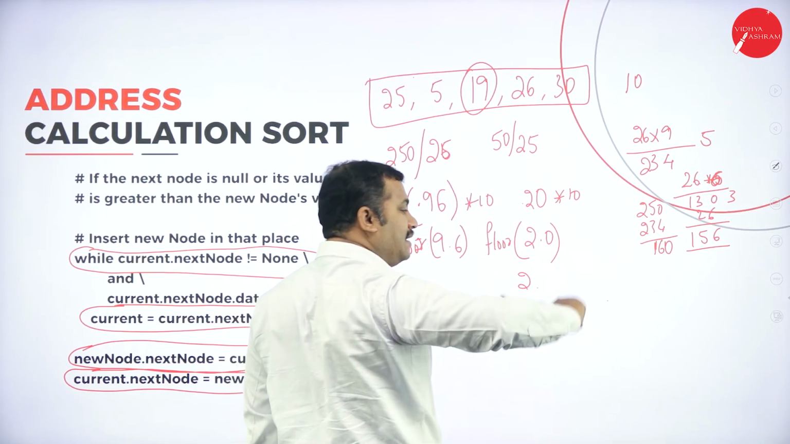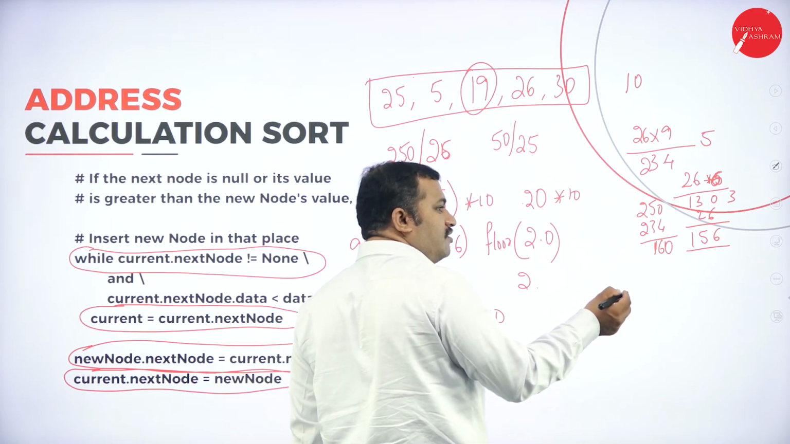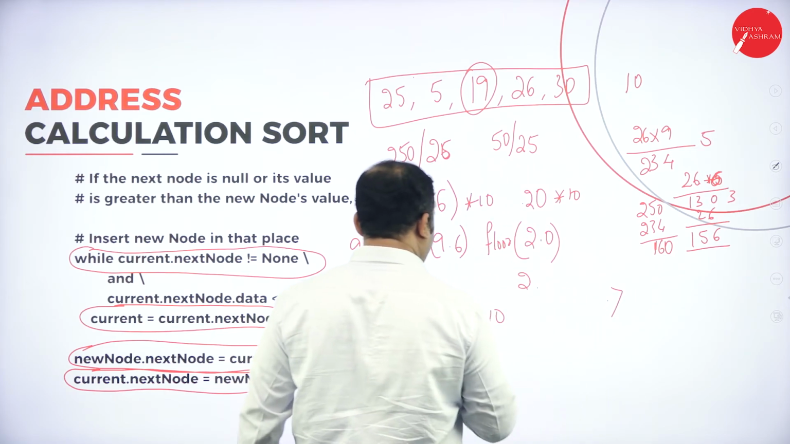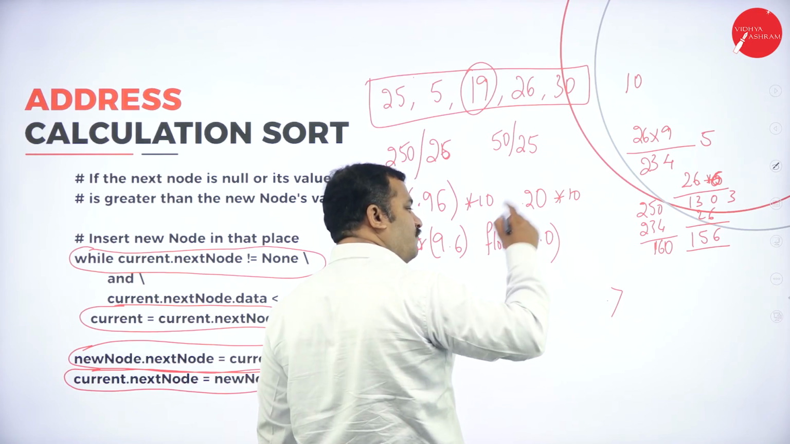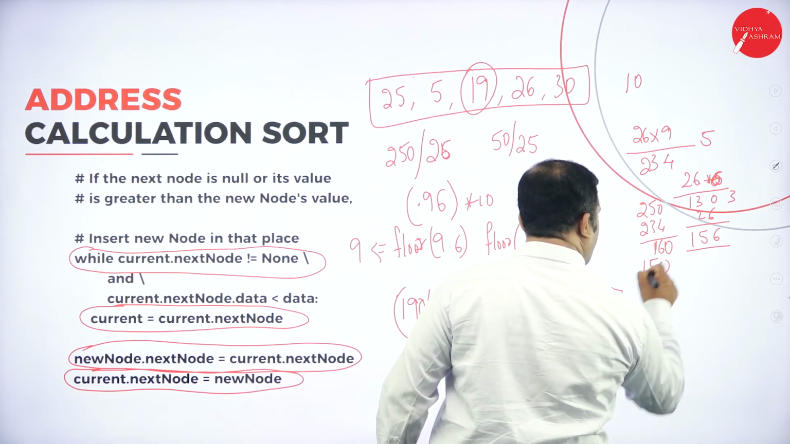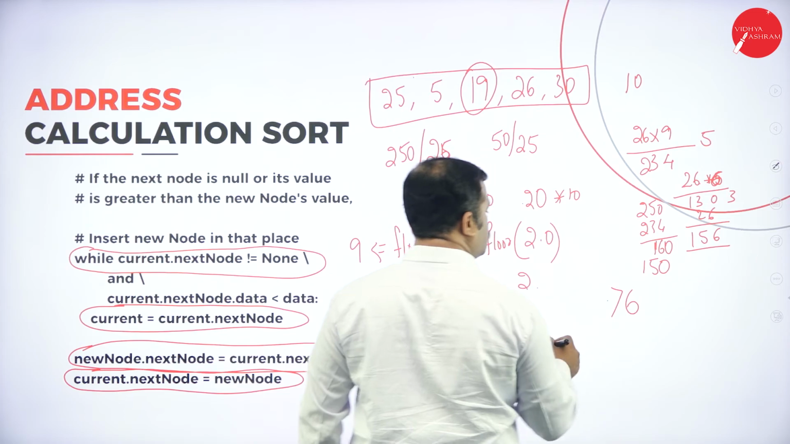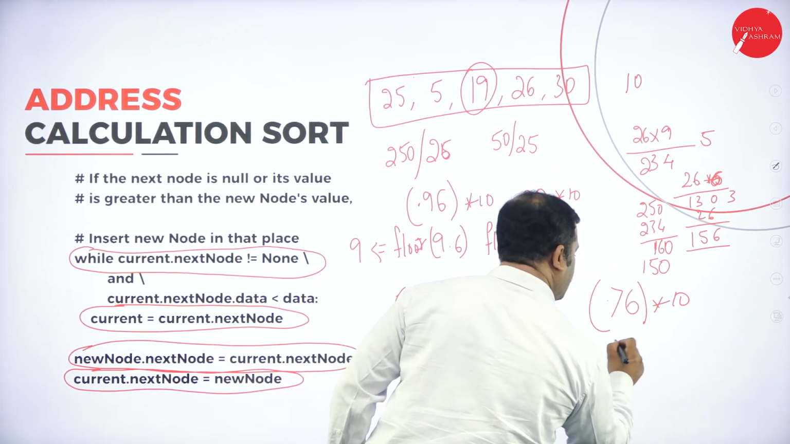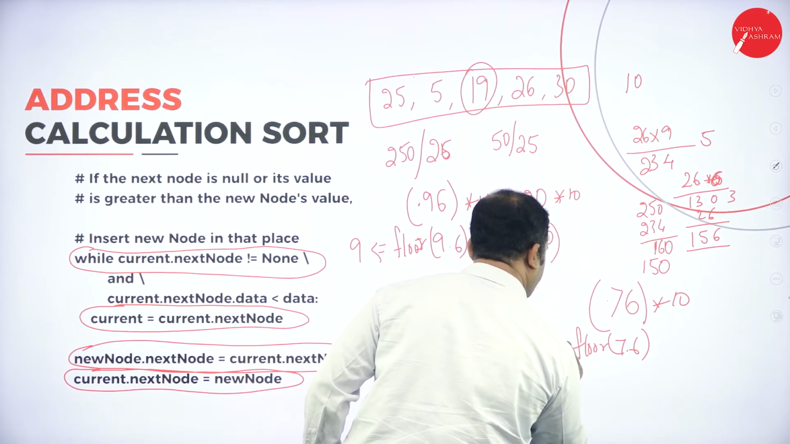This becomes 190. 25 4s are 100. 25 7s are 175. So this becomes 7. So 190 minus 175 is 15. Again 15. I will place 0 here. 25 6s are, so we have 0.76 times 10, which is equal to 7.6. If I take the floor of this, I will get the value 7.